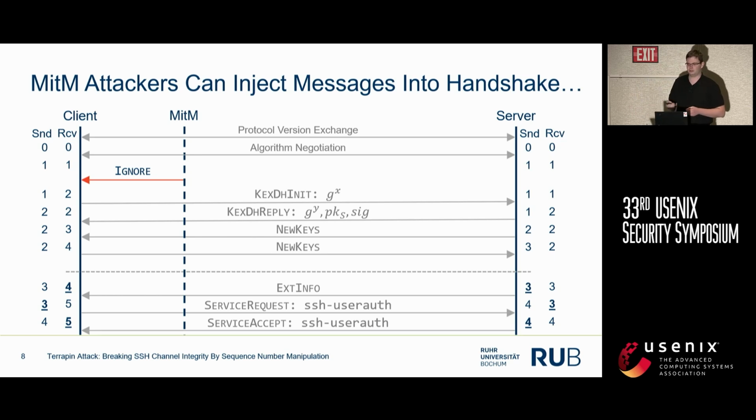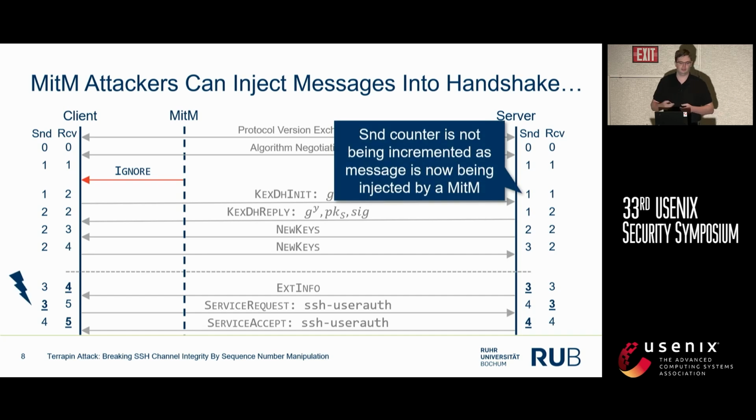Now, obviously, this does not work that easily because, if you have a look, the sequence numbers get out of sync here. The send counter of the server is not being incremented while the receive counter of the client is. And then as soon as the server sends over its extension info message, you can see that it is sent under sequence number 3, but verified under sequence number 4, which then causes the connection to terminate.